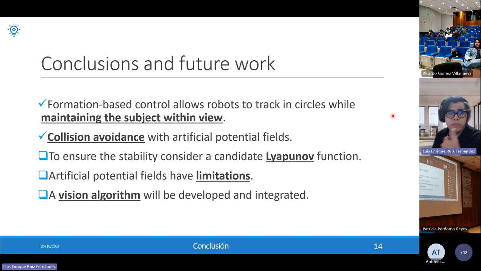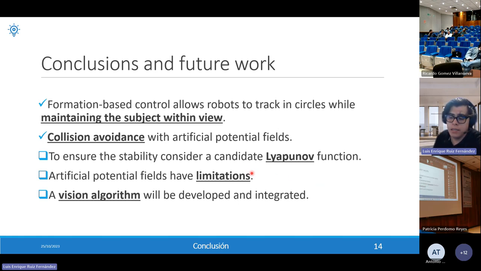So then for future work, we know that we need the formal proof. We are working on it, and we know that we have to consider a candidate Lyapunov function for this formal part of the work. We can see in the graphs that errors are bounded, but we need those proofs. We also know that artificial potential fields have some limitations or gaps, such as local minima. So we are working on improving the artificial potential fields, or thinking about other methods to avoid collisions.